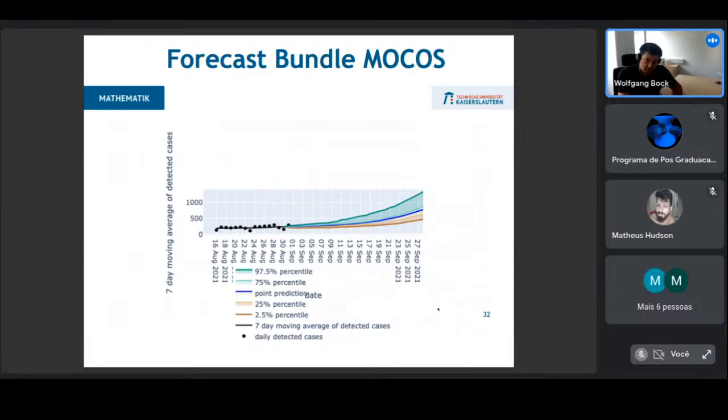So you see that we are now here, so it's from the 30th of August. We have here some percentiles, so you could see it. Unfortunately, the cases will most likely go up, but it's at the moment the case in Europe that we have, even with the vaccination. Okay, good. So this is Mokos.